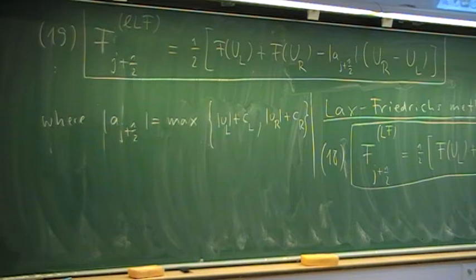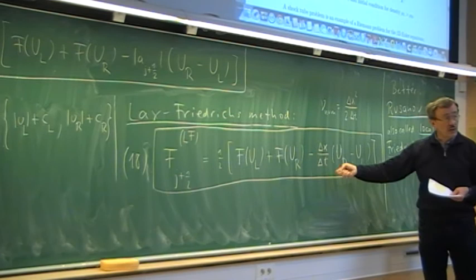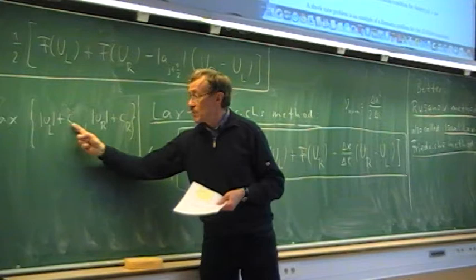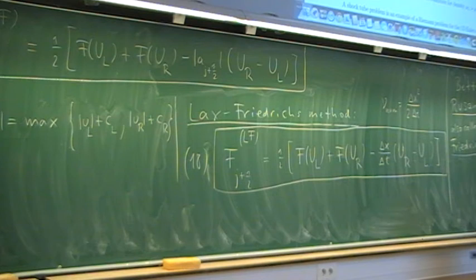but it has the same dimension as what we had here. Delta x over delta t, that has the dimension of velocity. And we also have velocity, speed of sound. Speed of sound is also dimension of velocity. So that is the Rusanov or the local Lax-Friedrichs method. And that is the one that you are using. And then you can get some experience with that.